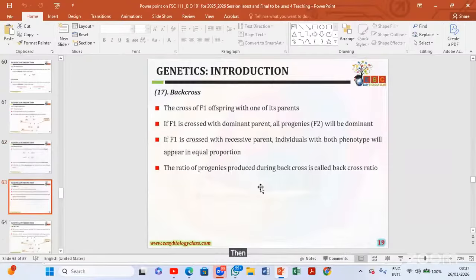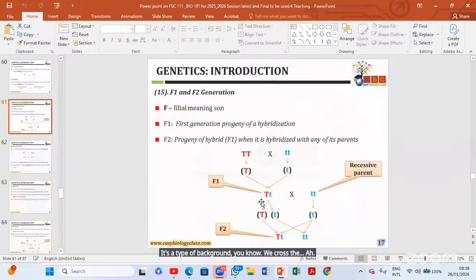Then we have what is called back cross. Back cross is the cross of F1 offspring with one of its parents. So the test cross that I mentioned earlier is a type of back cross. We cross the F1 with one of the parents. In this case, the parent that we cross with is the homozygous recessive. So it's a back cross.